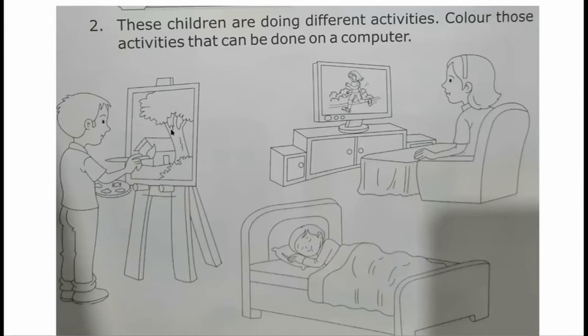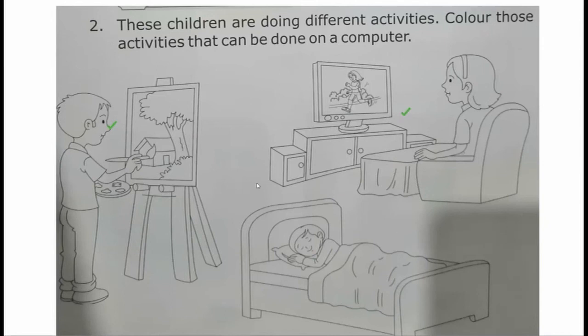One boy is painting here and another girl is watching a video. Then the third boy is sleeping. Can you say what all activities a computer can do? A computer can draw picture? Yes, a computer can draw picture. So you can color the first picture, this one. Okay, ma'am is putting a tick mark here. You can color this. Okay, a computer can draw pictures. And what about this girl? Girl is watching videos. Can this computer show videos? We can watch videos and movies in computer? Yes. So you can color this picture also.